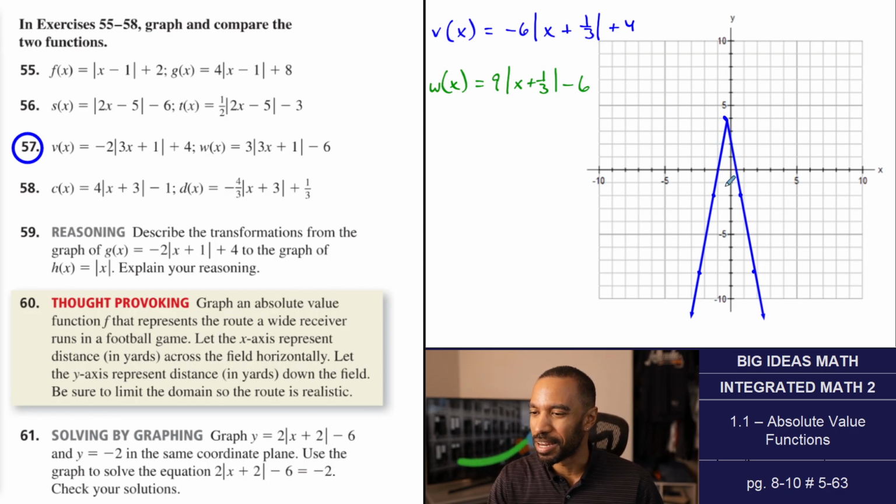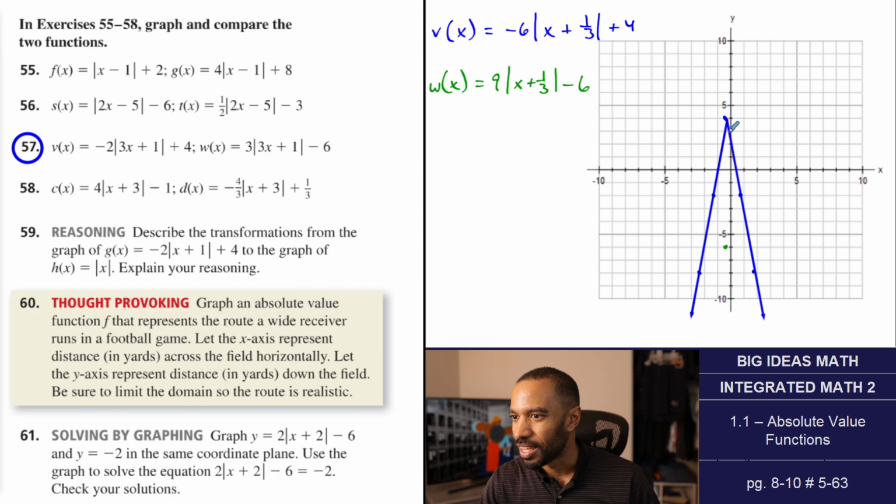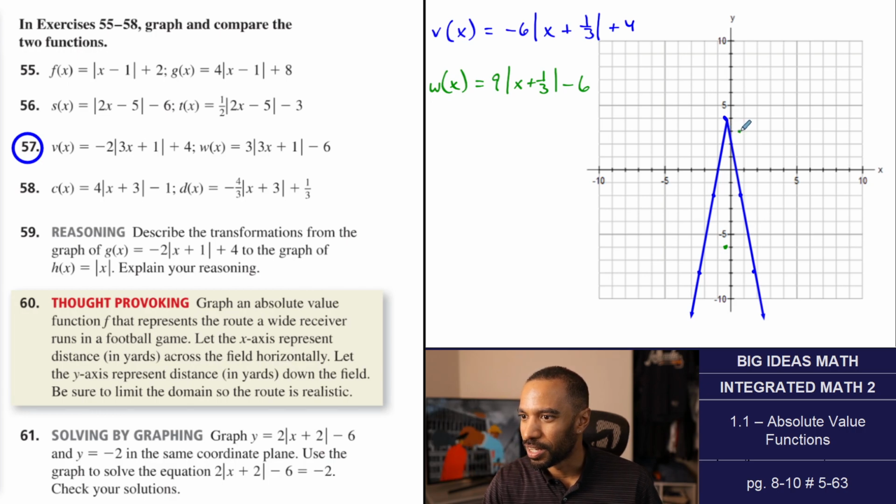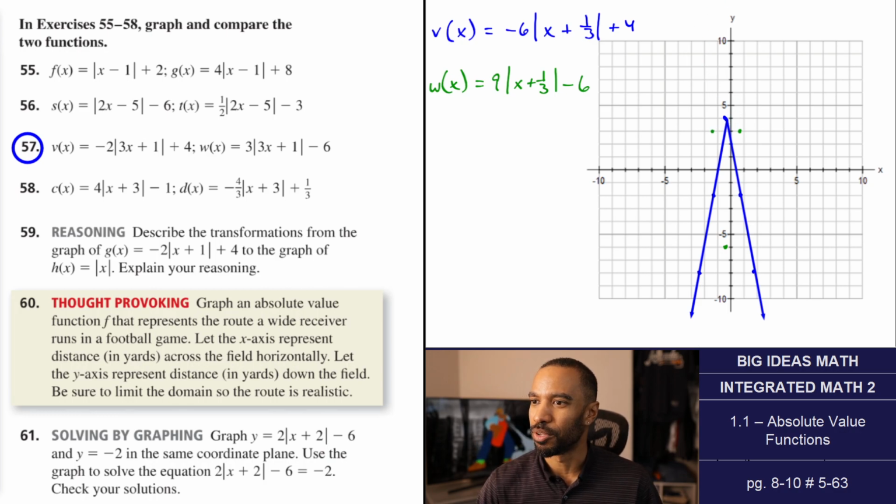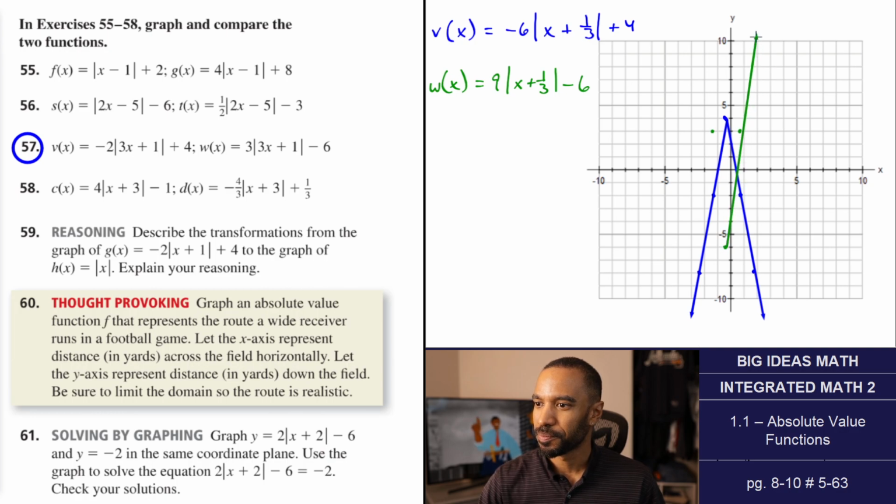So the 1/3 and minus 6 for green, minus 6 right here. Up 9, I could probably only fit one of these sets of points, so I think that's over here. And then over 1 and over 1 like that. So I think that's all I'm really going to be able to fit. Okay, we're going from blue to green.